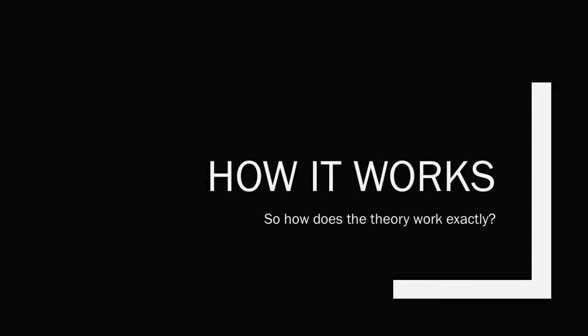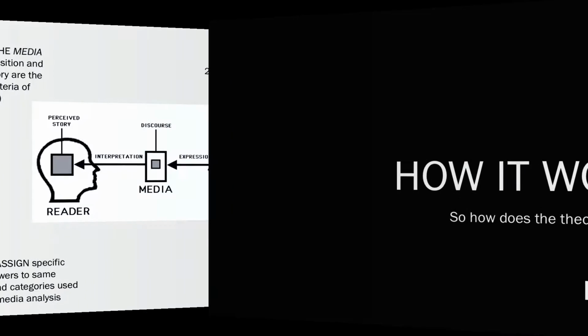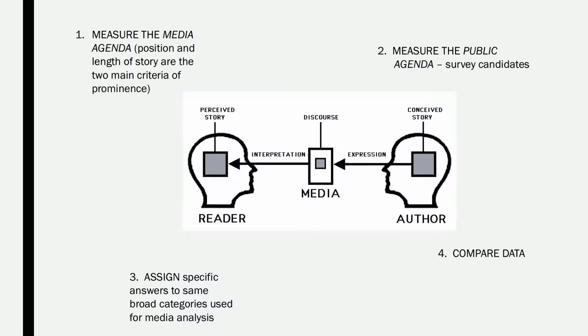How it works. So how does the theory work exactly? 1. Measure the media agenda. Position and length of a story are the 2 main criteria of prominence. 2. Measure the public agenda. Survey your candidates. 3. Assign specific answers to the same broad categories used for media analysis. And 4. Compare data.